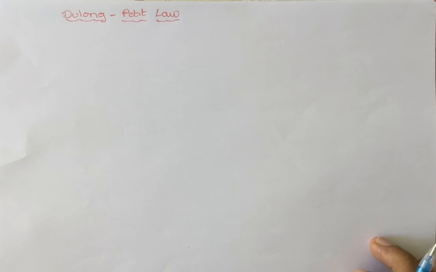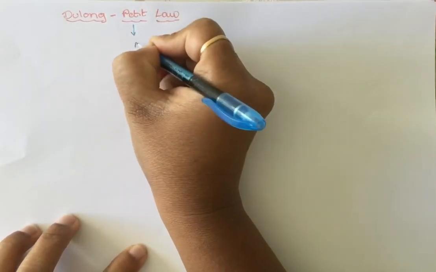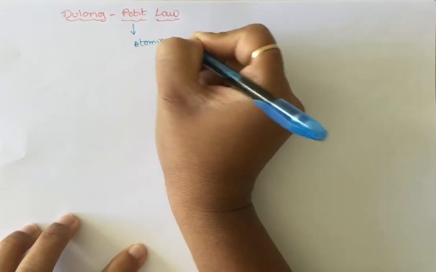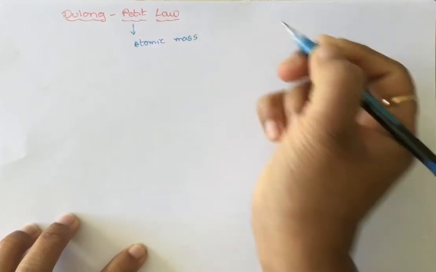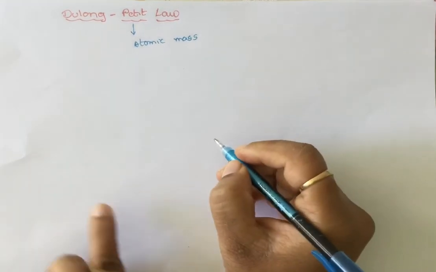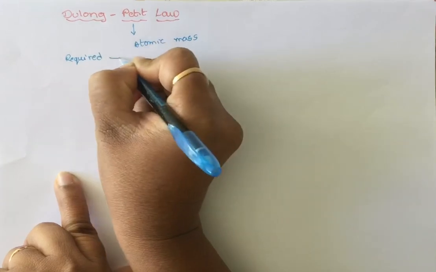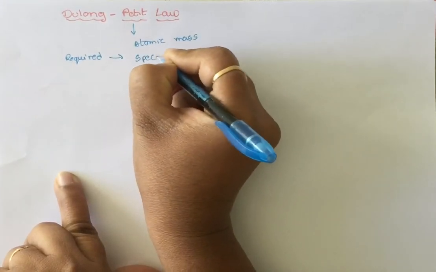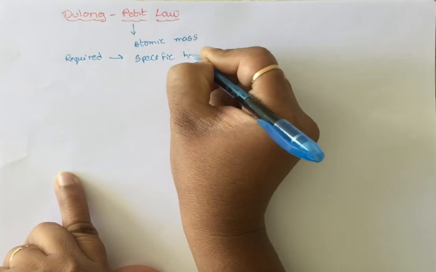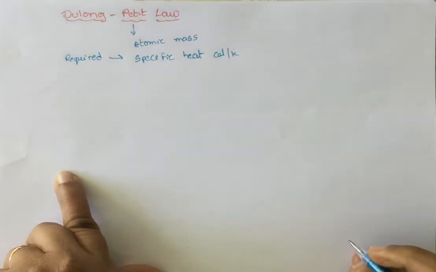Let us discuss Dulong and Petit's law and how we can solve problems based on this law. This law was proposed to calculate atomic mass. We can calculate atomic mass practically if we know the specific heat of a substance. The required thing is that you have to know the specific heat of a particular substance in calories per kg.